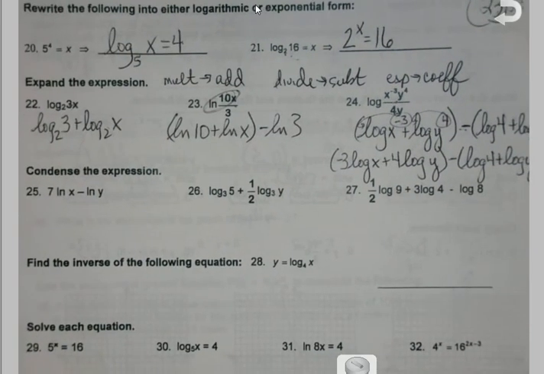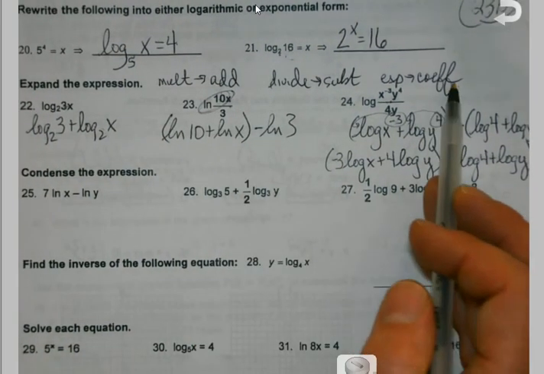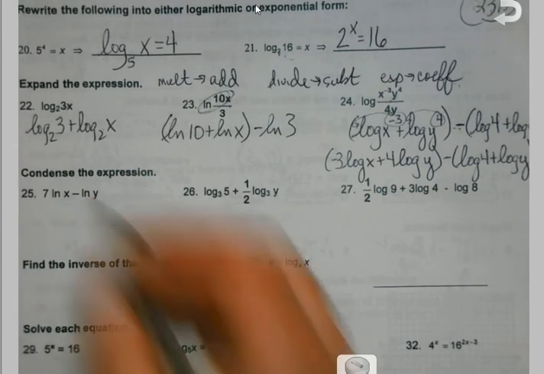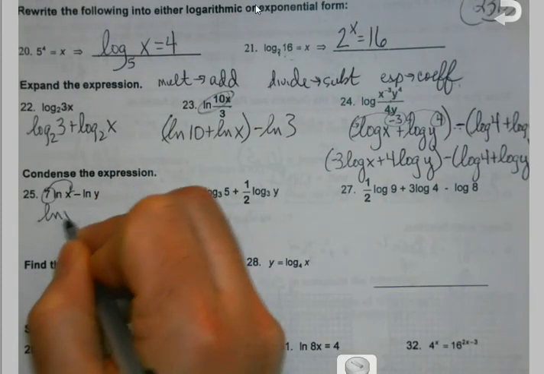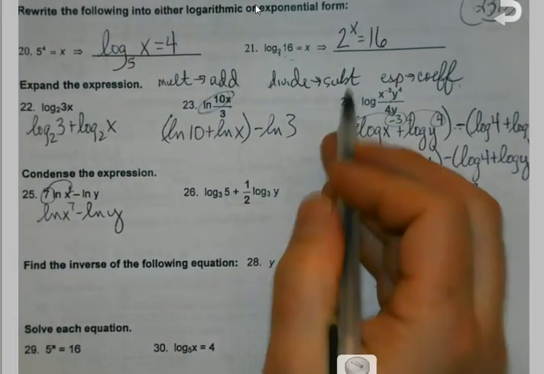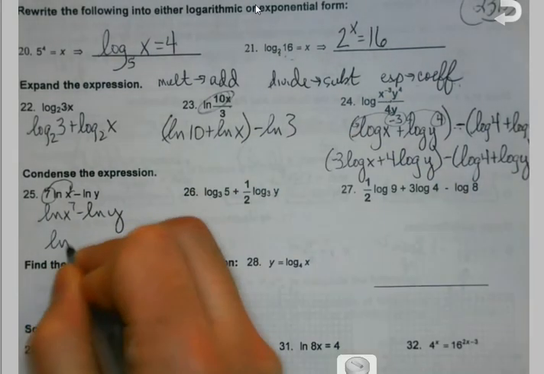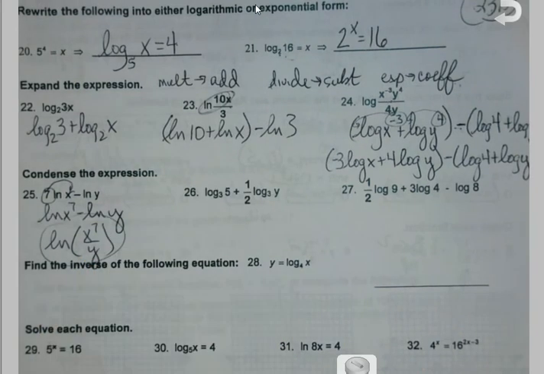Okay, let's see here. Condense, we're just going to do the opposite of all these things. We're going to kind of work this way and work our way back. So if I see any coefficients, I'm putting them back into mode as exponents. Subtract turns back into divide. And I'm good.